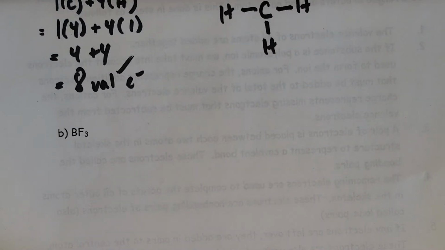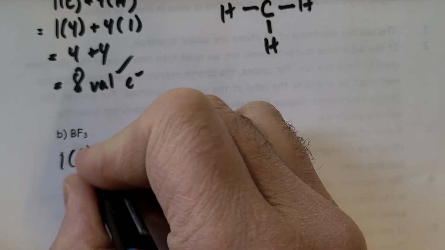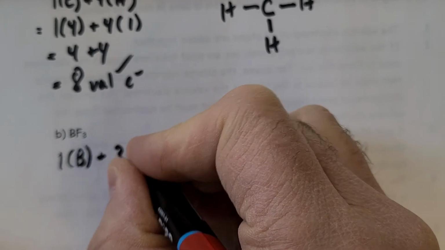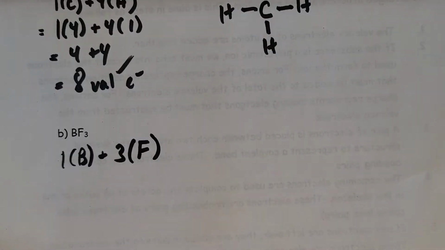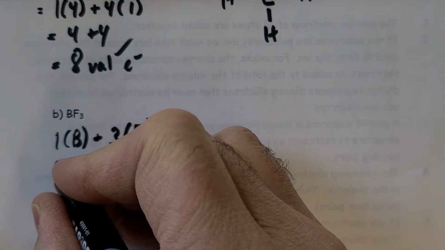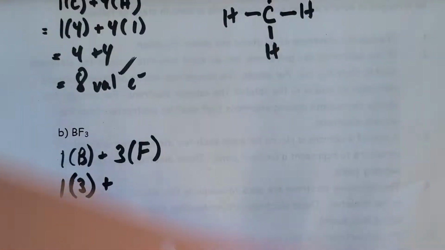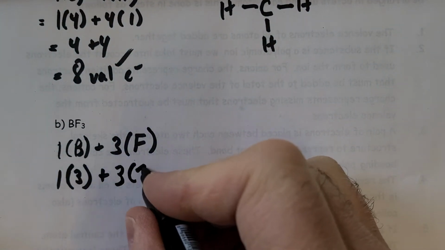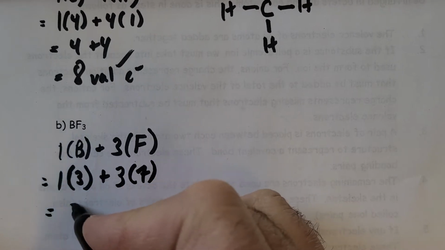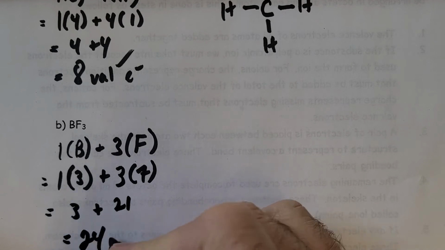Let's look at boron trifluoride. Again, I mentioned earlier that boron is group 3, so it's going to be a little bit different. And then we have 3 fluorines. Boron is group 3, so that's 3 electrons. Fluorine, if you recall, is group 7, so it has 7 valence electrons. So we're going to have 3 electrons plus 3 times 7, which is 21. So we have 24 valence electrons that we have to arrange in the structure.